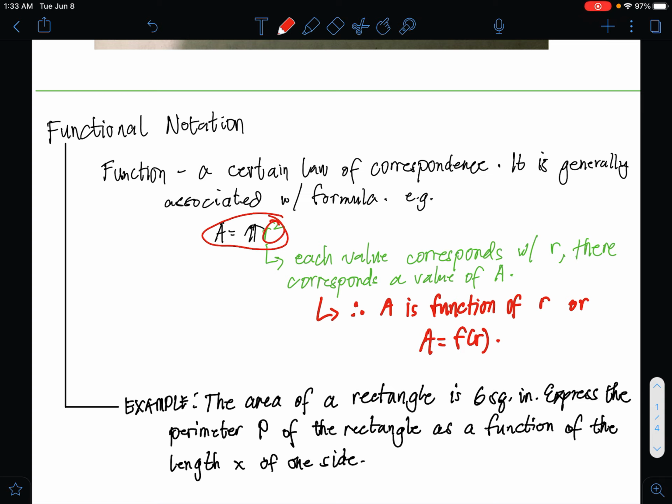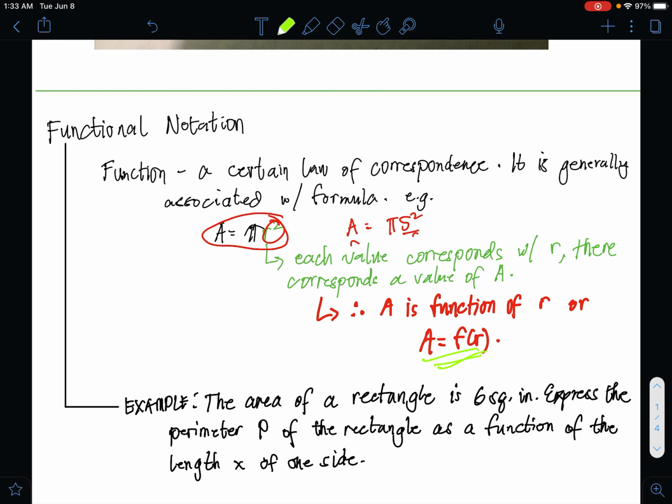For example, if the value of r is 5, then A is equal to pi times 5 squared. So for a value of r, there is a value of A. Therefore, A is a function of r, or it can be written as A equals a function of r.